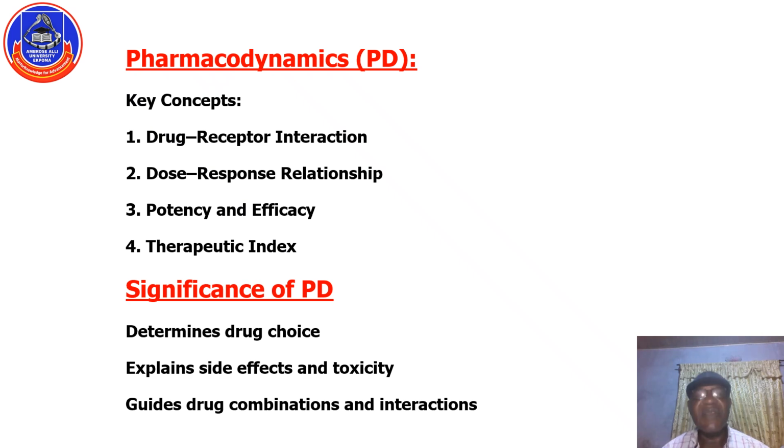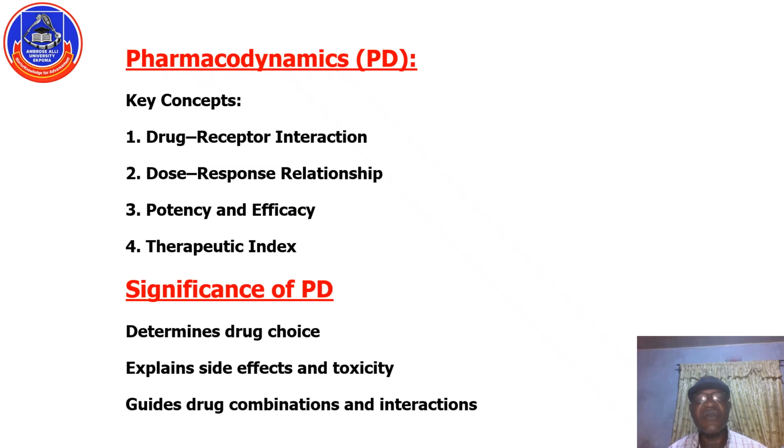Pharmacodynamics, on the other hand, is what the drug does to the body. Remember, the first one was what the body does to the drug, and the second one, pharmacodynamics, is what the drug does to the body. It focuses mainly on drug receptor interaction, dose response relationship, potency and efficacy, and therapeutic index.